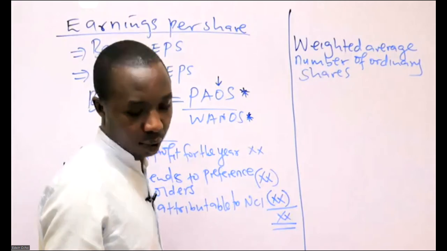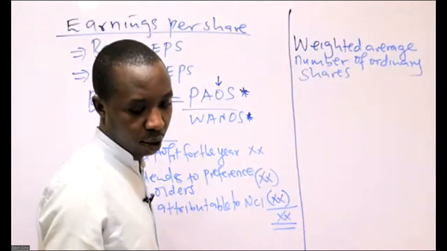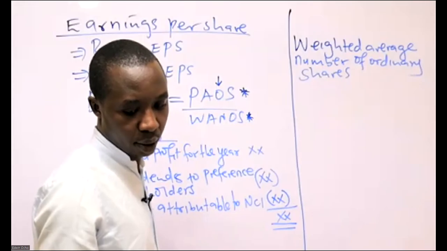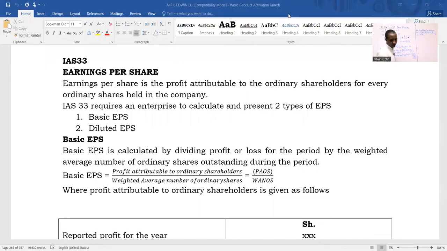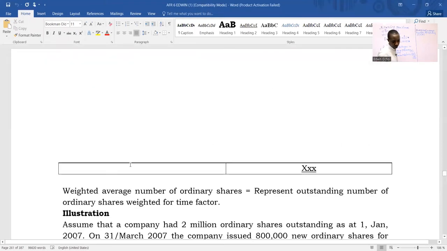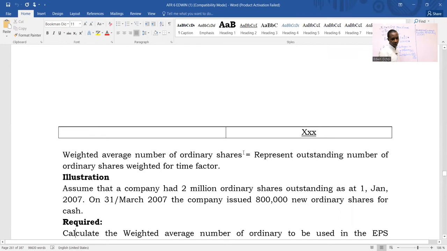So this is what you are supposed to do when you are talking about the one-offs. We have talked about the house. For the one-offs, weighted average number of ordinary shares represents the outstanding number of ordinary shares weighted for time factor. Weighted for time factor. So, the first illustration there.